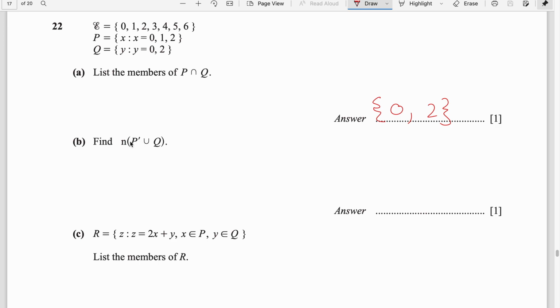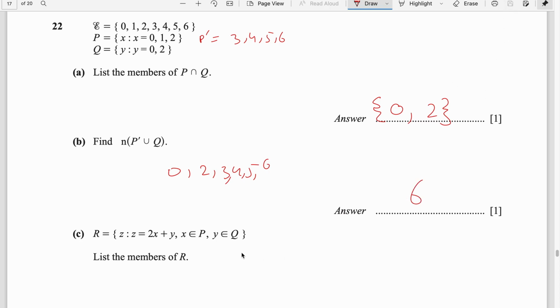Find n of P complement union Q. P complement should be all the elements other than 0, 1 and 2, so this is 3, 4, 5 and 6. Q is 0, 2. Now we make them union: 0, 2, 3, 4, 5, 6. So these are 1, 2, 3, 4, 5, 6 in total.